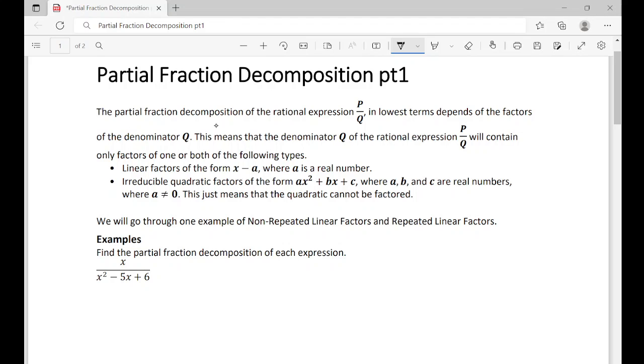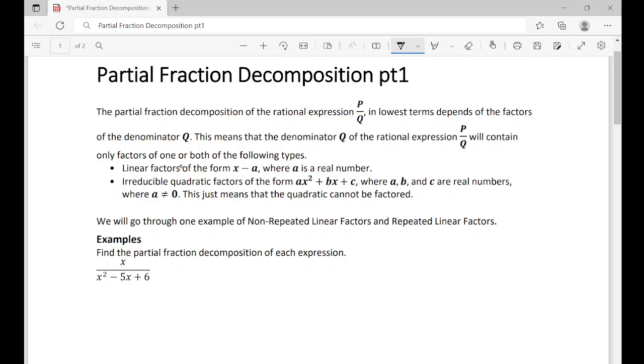The partial fraction decomposition of the rational expression p over q in lowest terms depends on the factors of the denominator q itself. This means that the denominator q of the rational expression p over q will contain only factors of one or both of the following types.